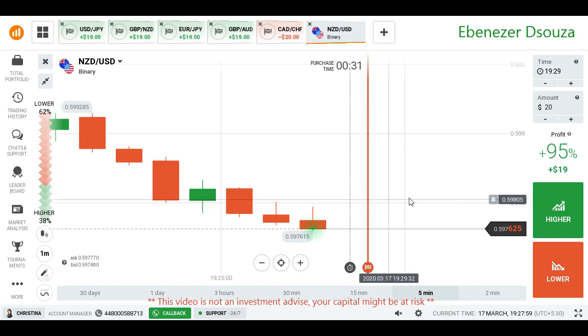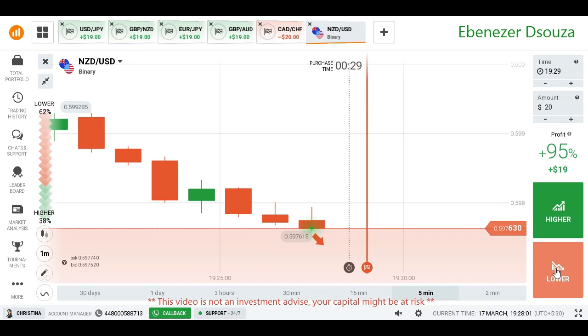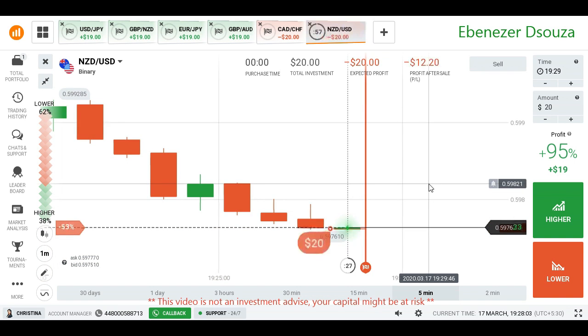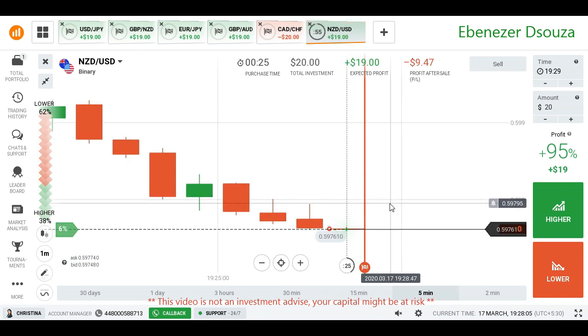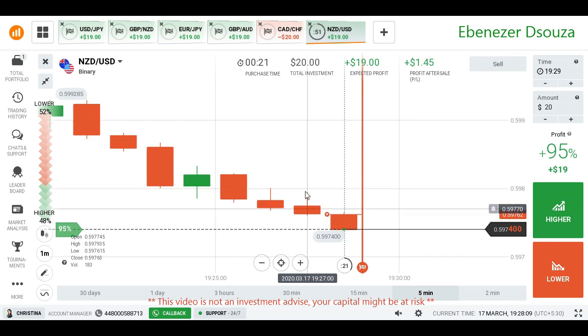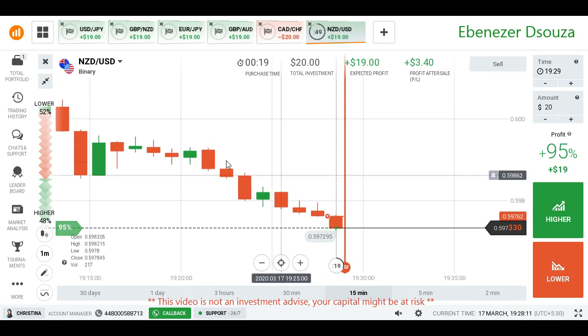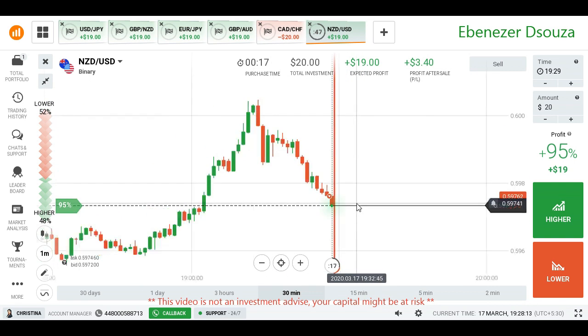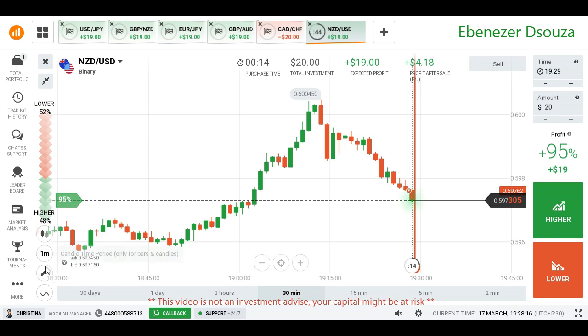this candle closes as a bearish candle. Okay, I'm going to place a lower option. I placed a lower option because I'm seeing a bearish candle with strong selling pressure, and here as well a selling pressure, and the trend is a downtrend, and there is no level here. The next level is here.